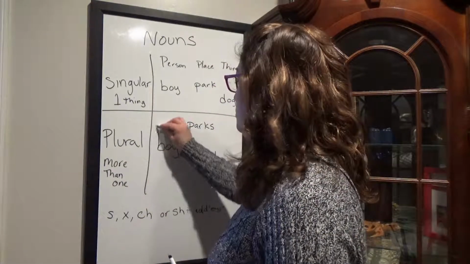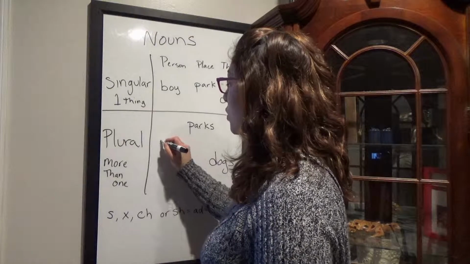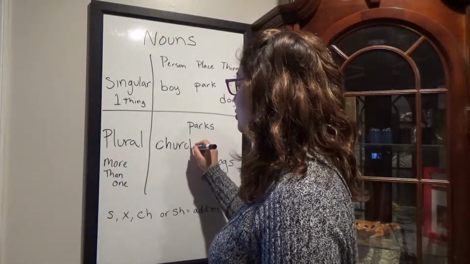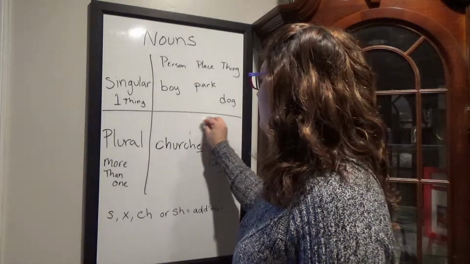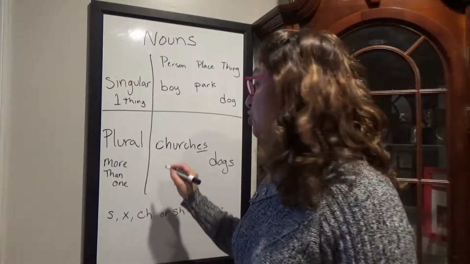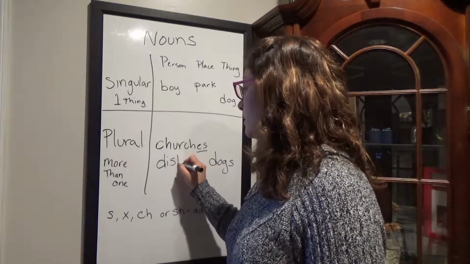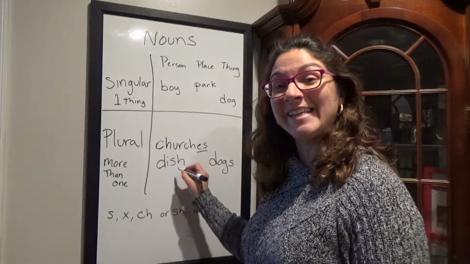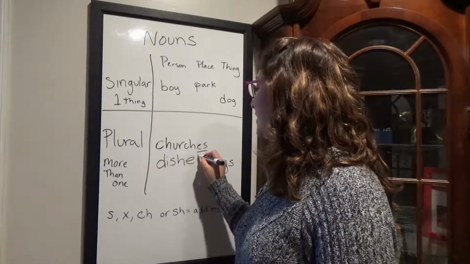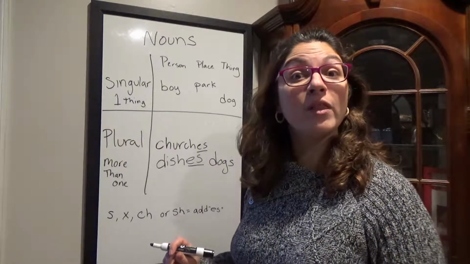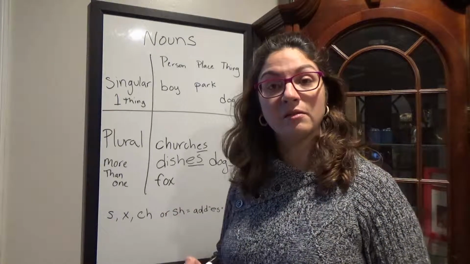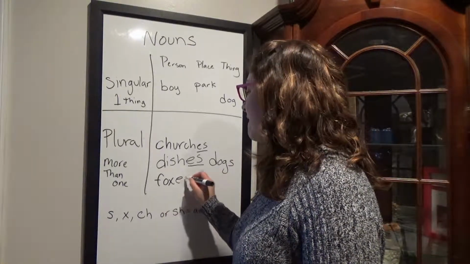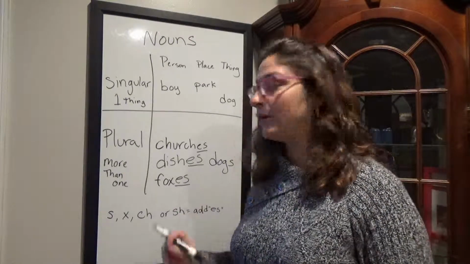Some examples of those words would be church. So for church, our plural would be churches. So we're going to add that ES to the end. If we had the singular word dish, because it ends in that SH sound, we will add ES. Same thing with fox. I saw one fox. I saw many foxes in the neighborhood.